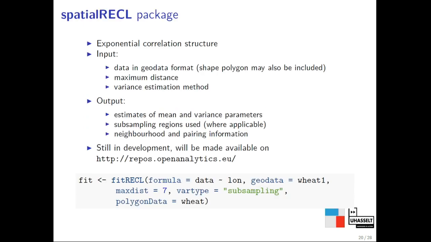So for the package, currently it's only focusing on exponential correlation structure. So you input your data in geodata format. You can also input a shaped polygon. You have to specify a maximum distance which you want for your pairs. And for output, you get estimates of the mean and variance parameters. If you use subsampling as your variance type, then you get the subsampling regions which you can plot. And you also get the neighborhood and pairing information that was used for the method. So the package is still in development, but will be made available on this website.